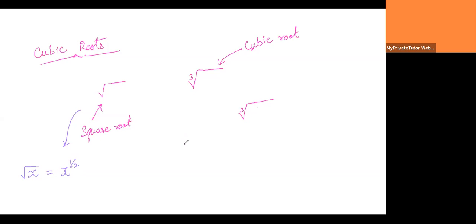Similarly, for cube root, we have a 3 in it, isn't it? So let me write that. Cube root of x. The cube root of x is nothing but x power, what is the exponent? It is 1 by 3. You might have questions about how and why. I will tell you. Let's take the square root example.